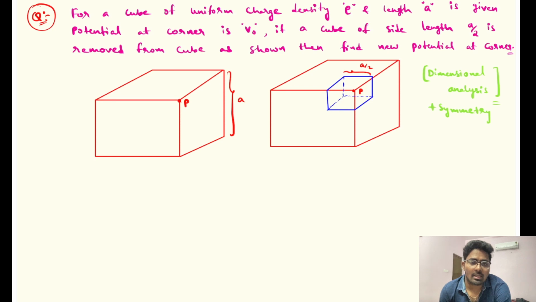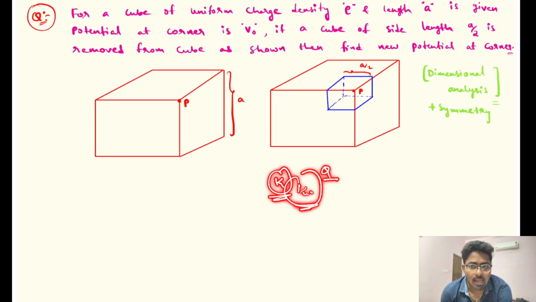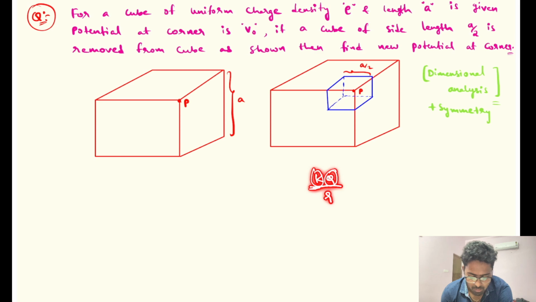But one thing you need to understand: if you go through all the formulas, the dimensions will be something like this. K is some constant, in which not only 1 by 4 pi epsilon naught can be there, any multiple can be there, and along with that charge will be there, and the denominator will have a length term, right? So the general formula for a point charge is Kq by r: some constant multiplied by charge divided by what?